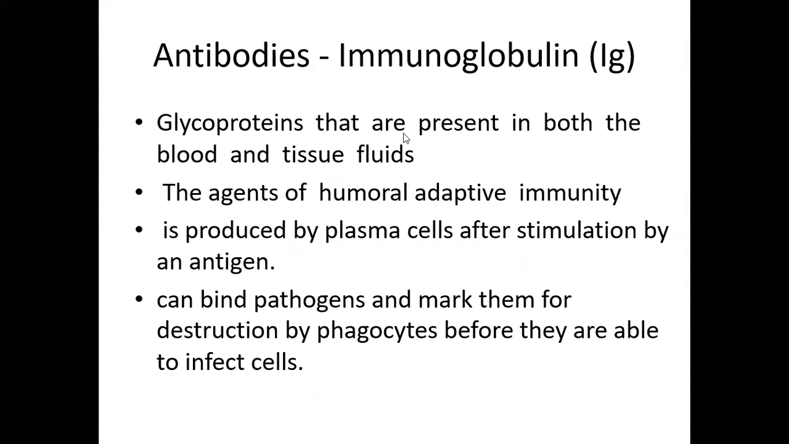Okay, so we just know that antibodies are a main part of the humoral adaptive immune response. So what are antibodies? Antibodies are glycoproteins that are present in both the blood and tissue fluids. They are agents of humoral adaptive immunity, produced by plasma cells after stimulation by an antigen. Antibodies can bind pathogens and mark them for destruction by phagocytosis by phagocytes before they are able to infect cells.